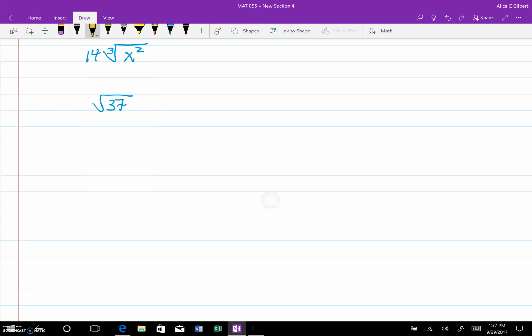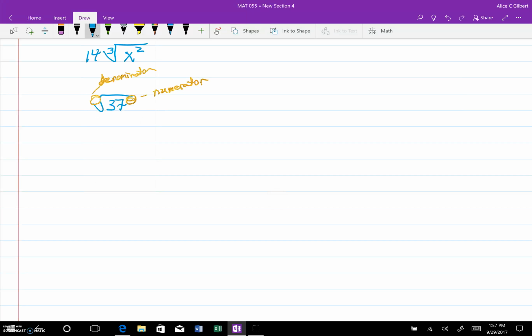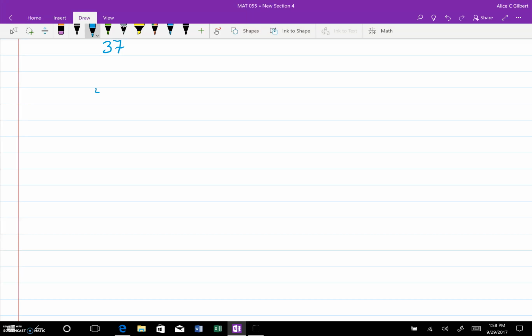Now, what if we were asked to write it from radical form to exponent form? Well, going back the other way, our index becomes our denominator, and our exponent becomes our numerator. So when I write this from radical form to exponent form, 1 is my numerator because 1 is the exponent there, and 2 is my denominator because that was my index.